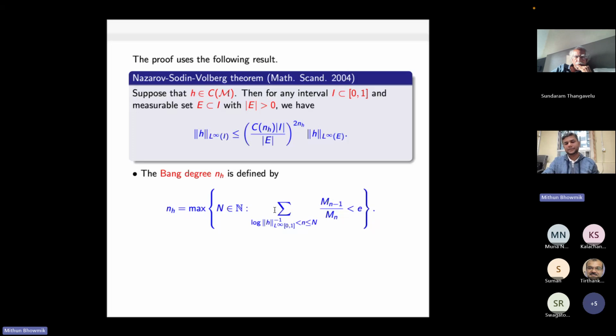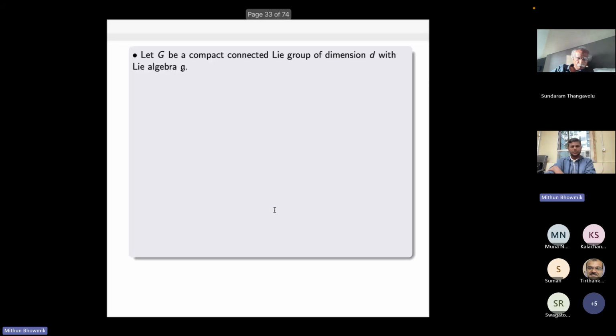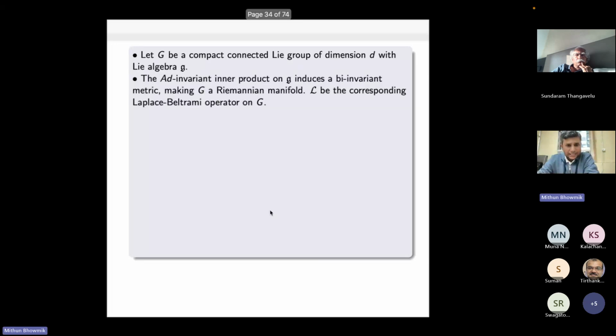So our setup is a compact connected Lie group. I'll start with a few definitions. For us, G is a compact connected Lie group with dimension d and Lie algebra script G. Then I'll consider an Ad-invariant inner product on the Lie algebra. This always exists since capital G is compact. We can start from a left invariant inner product and then average it from the right. So we'll get an Ad-invariant inner product on the Lie algebra.